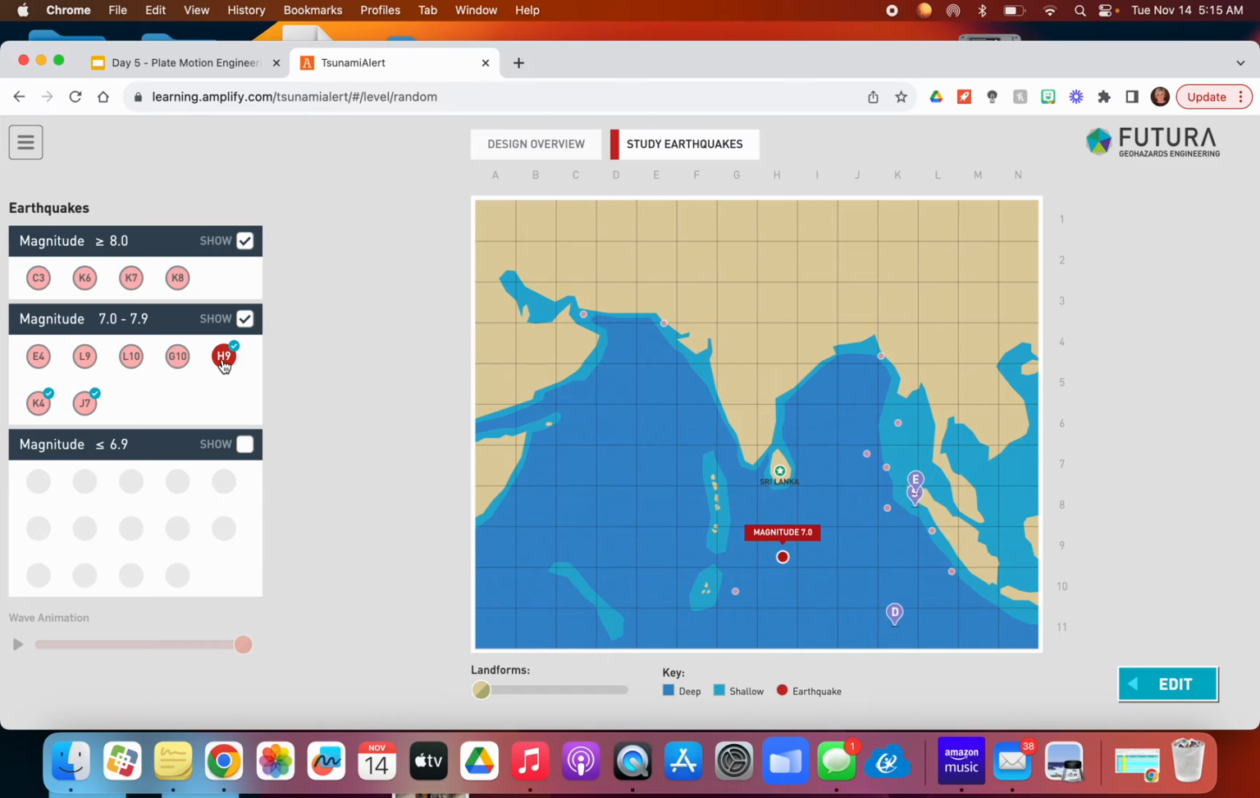Okay, so this one didn't generate a tsunami. G10 didn't generate a tsunami. And I'm going to scoot over here. E4 also generated a tsunami, but it was just local. So this is good information for me to have.